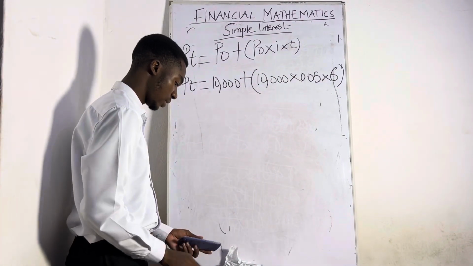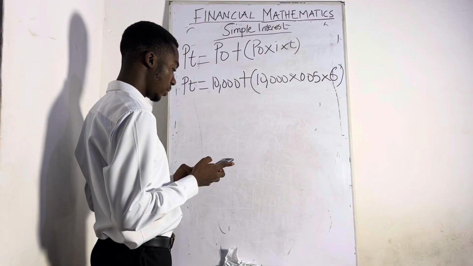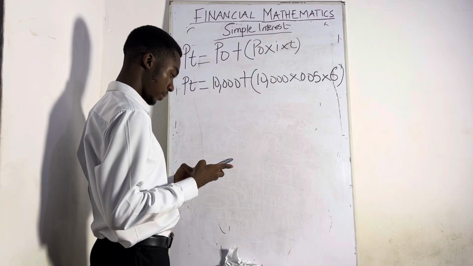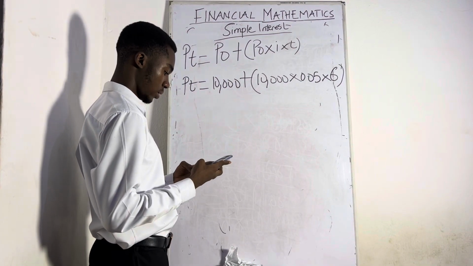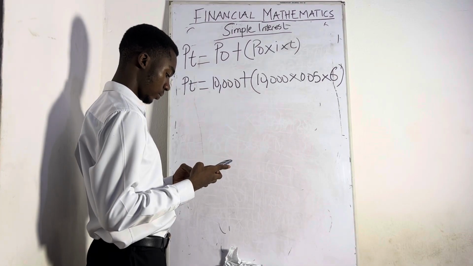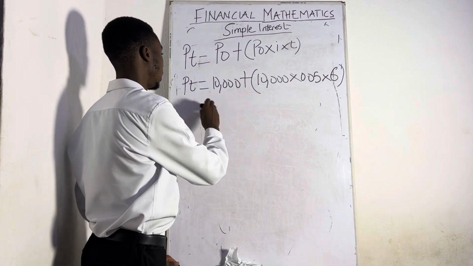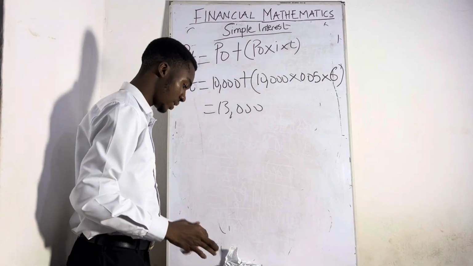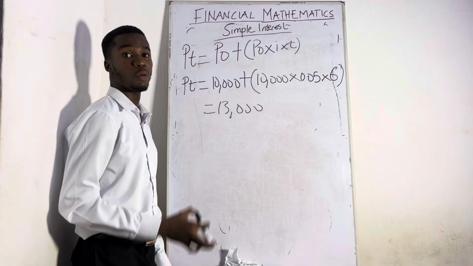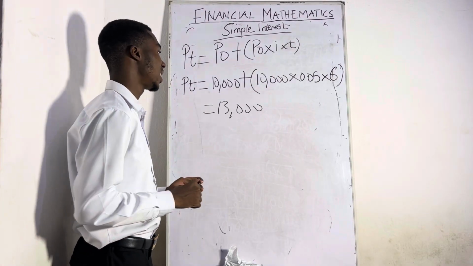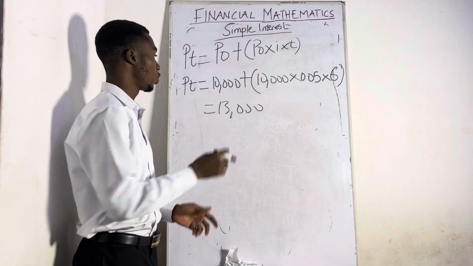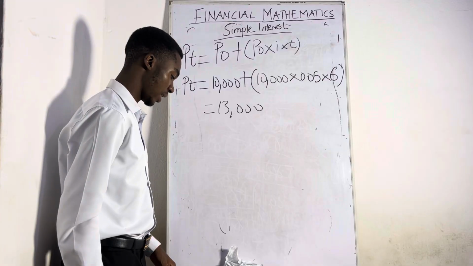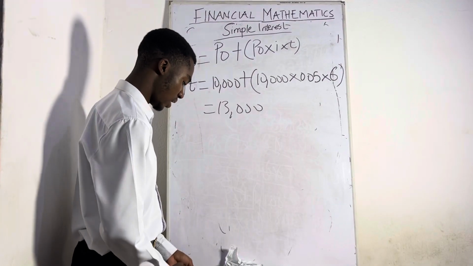So let's punch it on the calculator and see what we get. So you are getting 10,000 plus, in brackets, 10,000 times 0.05 times 6. So you are getting 13,000 cedis. So this is our future value. So it means that you want to save 10,000 cedis now, but when you go and put it in the savings account, after 6 years, you are going to get 13,000 cedis. So you've gained an interest of 3,000 cedis. Do you get it? So that's how we solve a question like that. Let's take another question and see how we go about it.